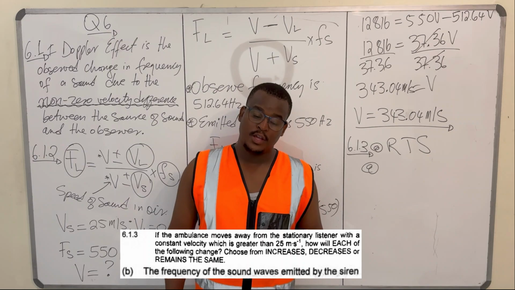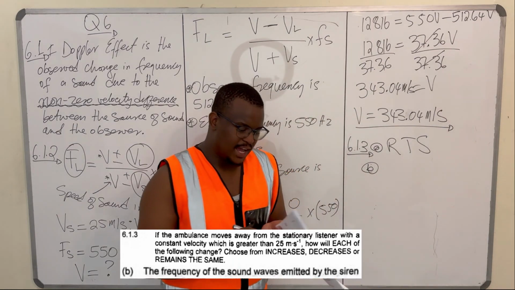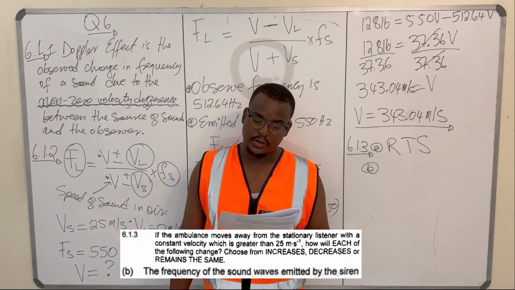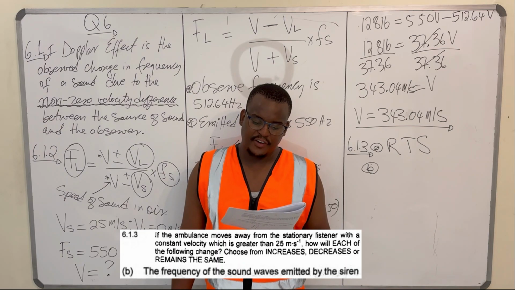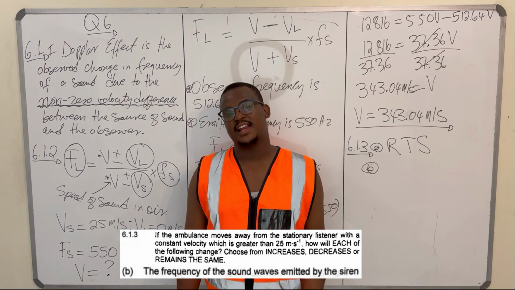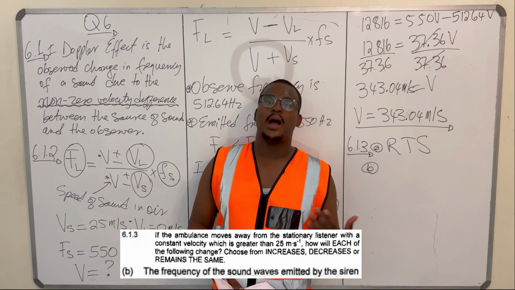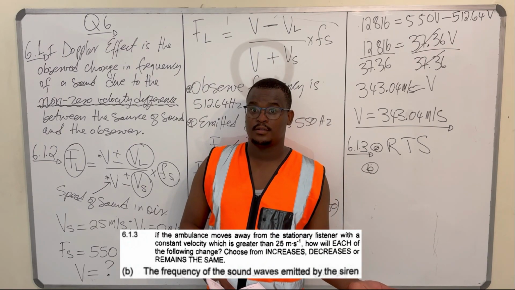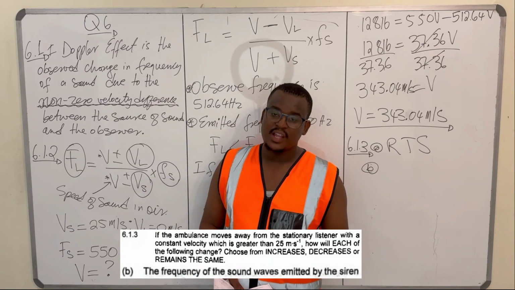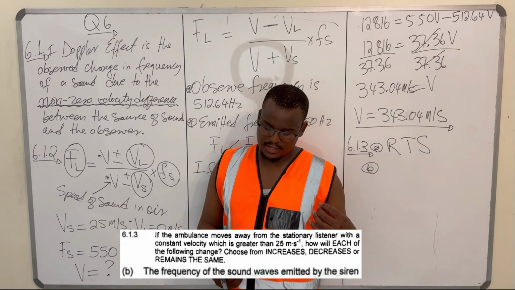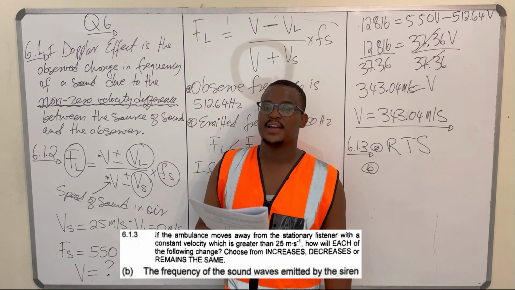So I'm doing B now. At B, they're asking, how will this increase in velocity of the ambulance affect the frequency at which the waves are emitted by the siren? They're telling you that since the ambulance is now moving away at a faster speed or a greater velocity, they're asking you how will this affect the frequency of sound waves emitted by the siren?